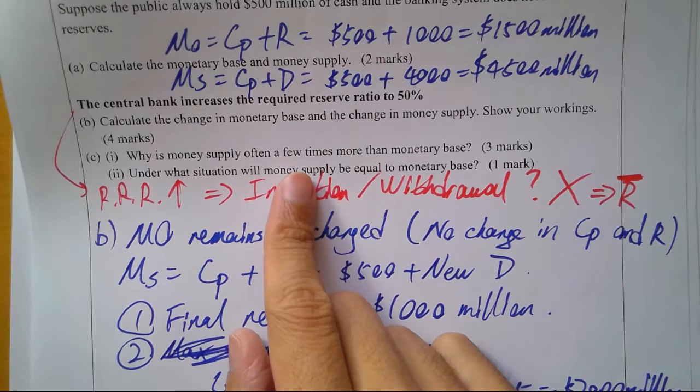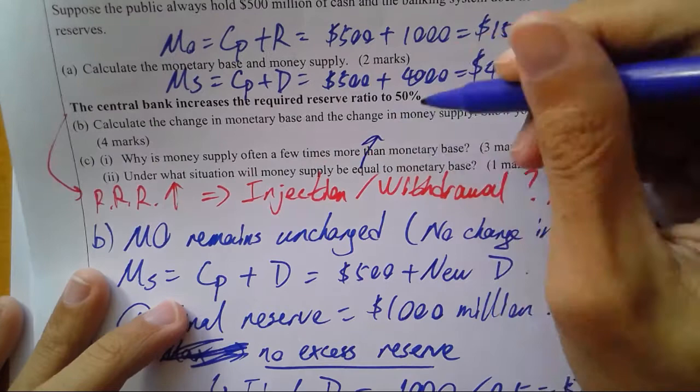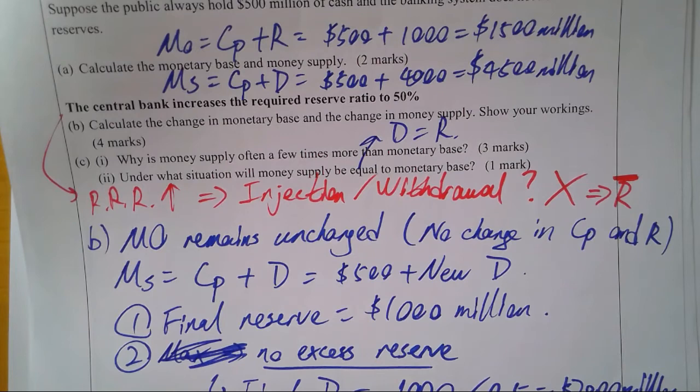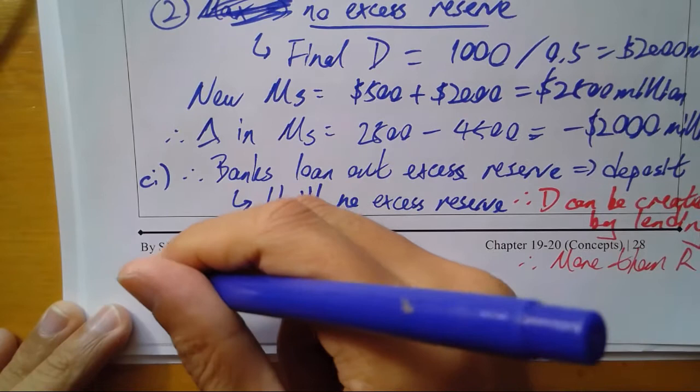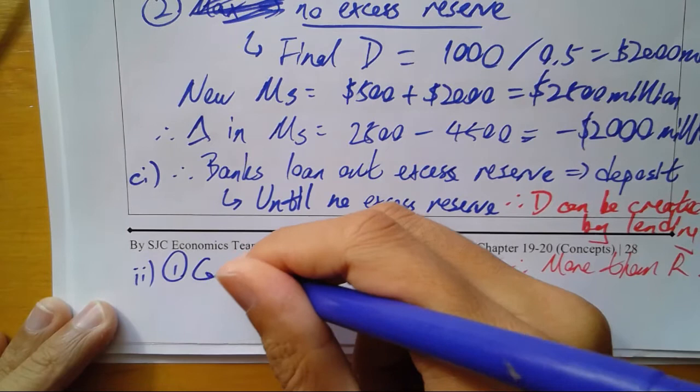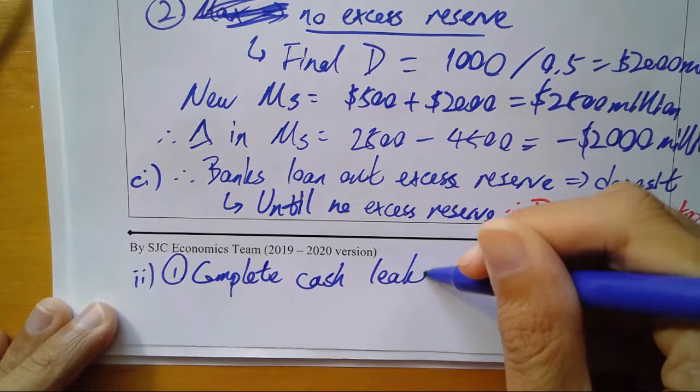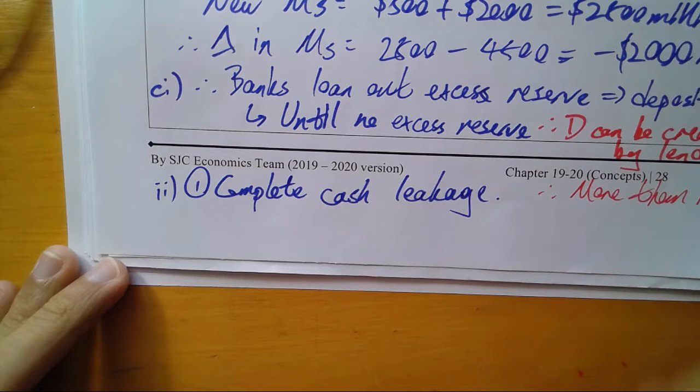嗱 ，C two under what situation will be the same money supply and monetary base？ 嗱 ，what does that mean？ Basically， it means when D equals to R。Okay， when D is exactly equals to R， 咩情况之下 money supply 会同 monetary base 一样啊 ？Okay， either one will do. First, there is complete cash leakage. Meaning, no one put any money in the bank. I keep it all as cash.